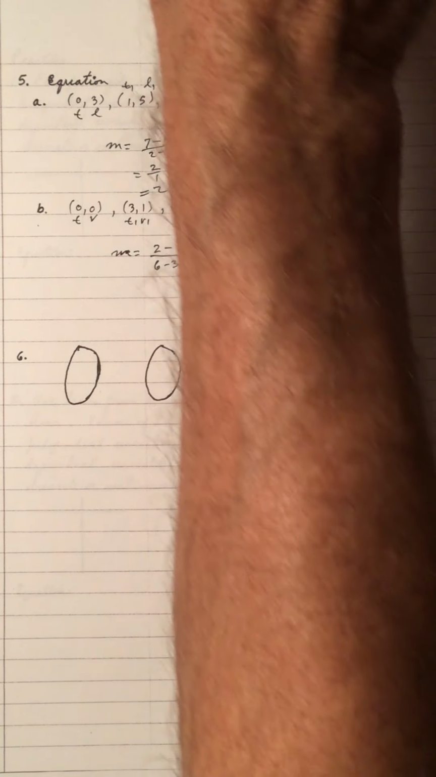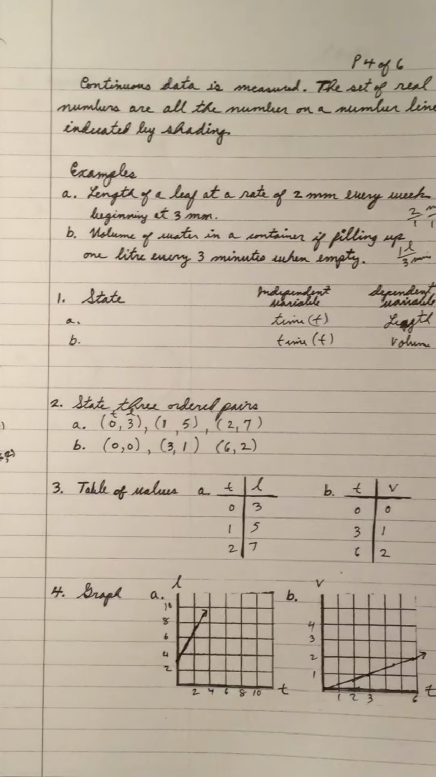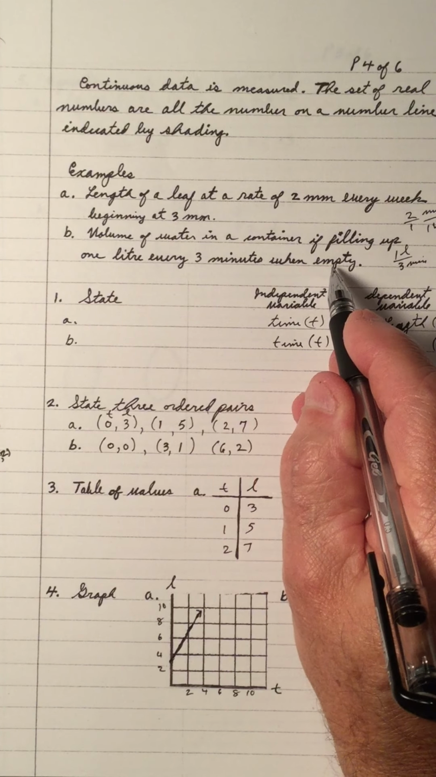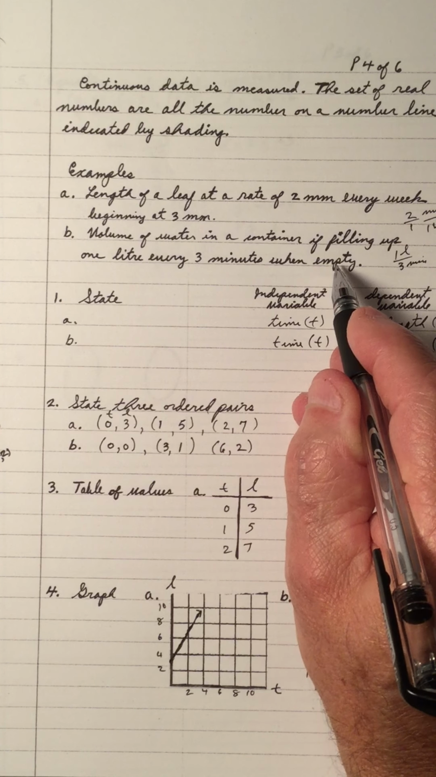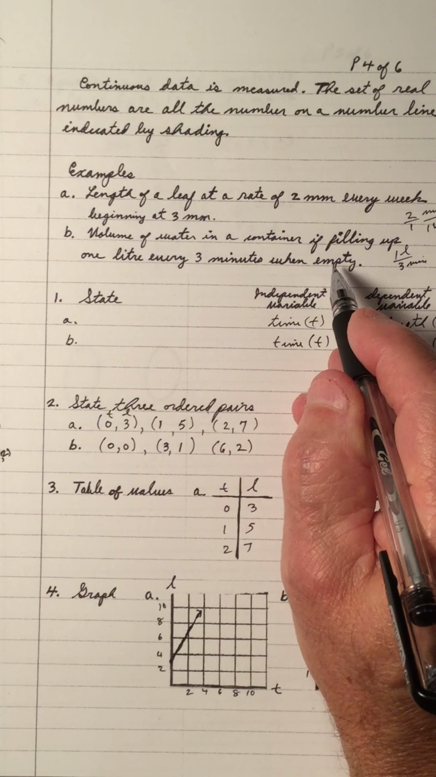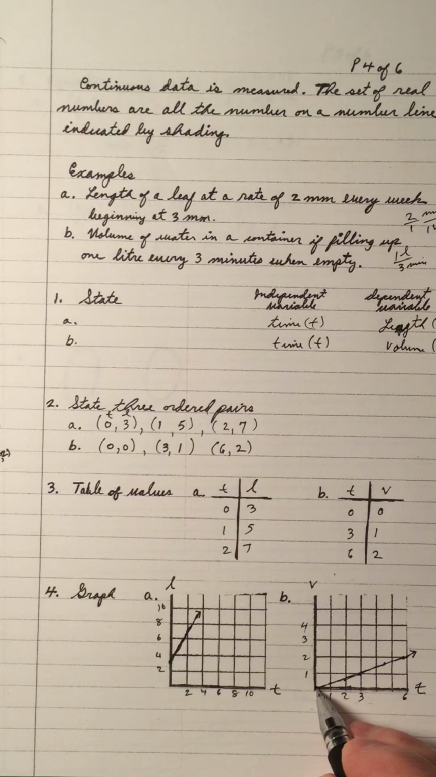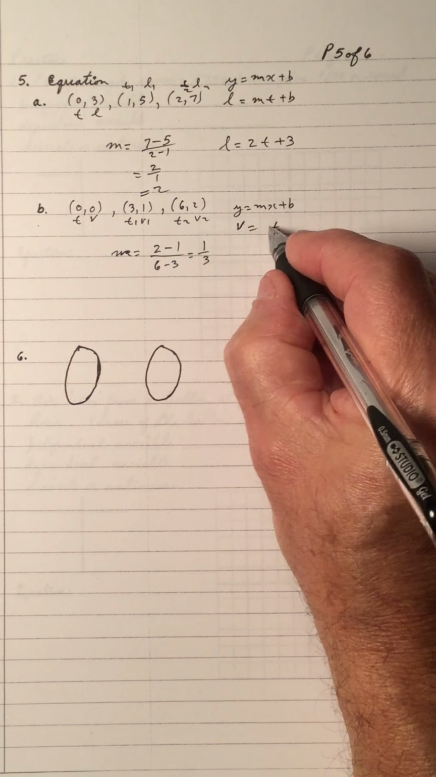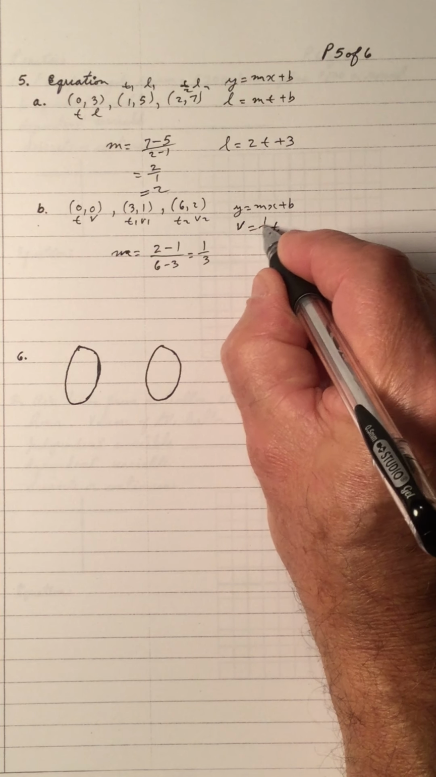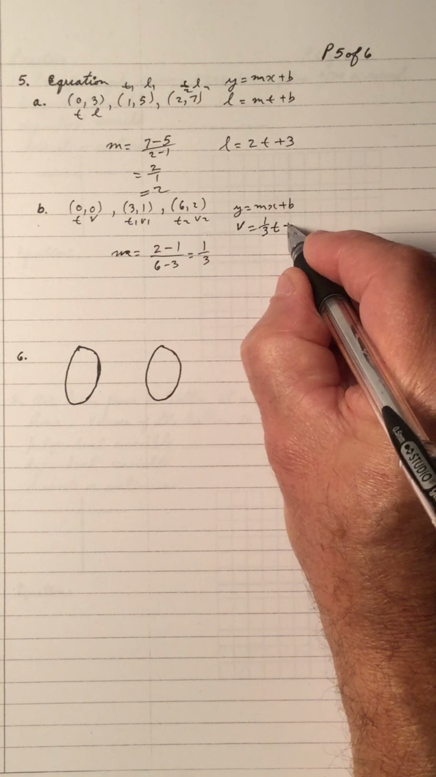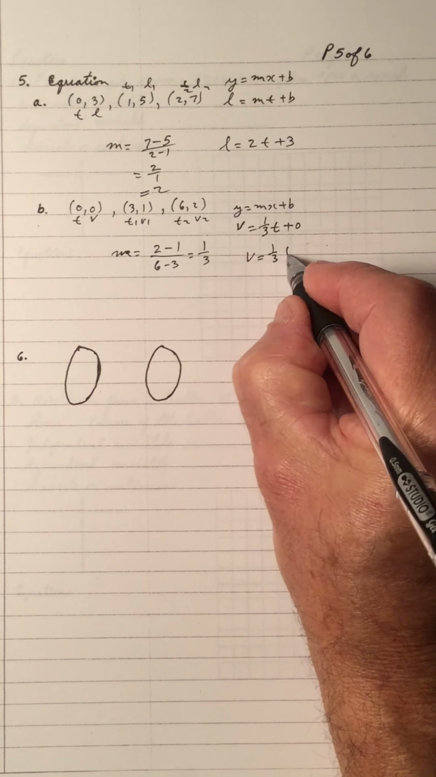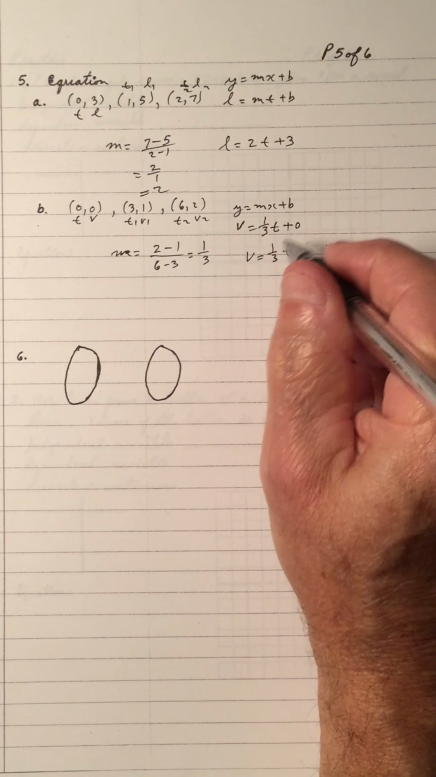So our intercept says it's starting off, if you notice our graph or the sentence, when empty. So when empty means there's no water in the container. If we look at the graph, we've got (0, 0), so the volume is 0. So our slope is 1/3 and we're starting off at 0. So the equation is 1/3 t plus 0, because it's starting off at 0.